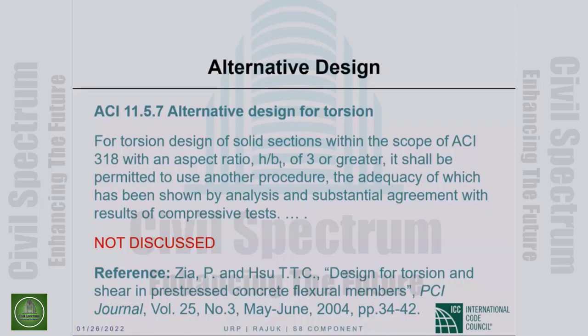Anyway, to cut a long story short, ACI tells you in the commentary that if you use the Zia-Hsu approach, which was in ACI 318 before it was replaced by the thin-walled tube analogy, for these precast spandrels, your design would be satisfactory. This I chose not to cover. This will take us a good hour at least. This is a pretty detailed, intricate design procedure.